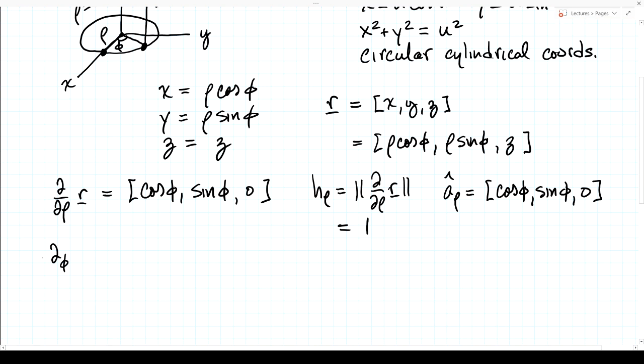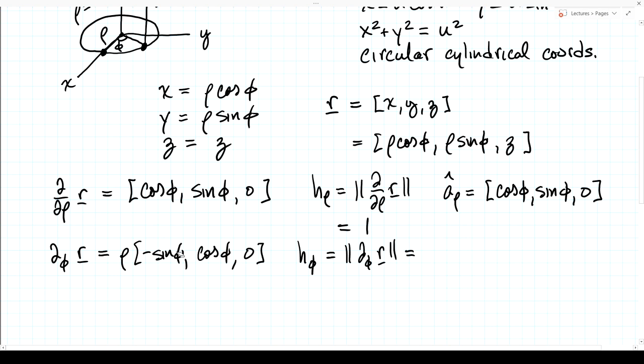The derivative with respect to phi, and now we'll use the shorthand, just d sub phi of r, is, let's see, the derivative of cosine is minus the sine, so we'll put a rho out in front. This would be minus the sine of phi. Derivative of the sine is the cosine, and z doesn't depend on phi, so it's 0. The scale factor, h sub phi, should be the norm of this vector, would be rho squared sine squared plus rho squared cosine squared, and sine squared plus cosine squared is 1, so that would just be rho squared. The square root of that would be rho. And therefore, a hat phi would be this divided by rho, which would be minus sine phi, cosine phi, 0.